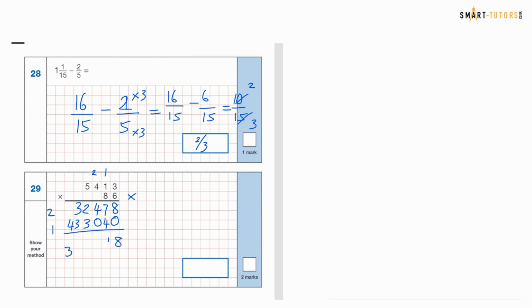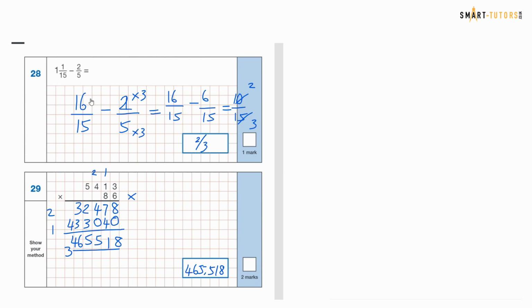So 8 plus 0 is 8. 7 plus 4 is 11. 1 carry the 1. 4 add 1 is 5. 2 add 3 is 5. 3 add 3 is 6. And 4. Very good. The answer is 4,665,518. That is the perfect answer.